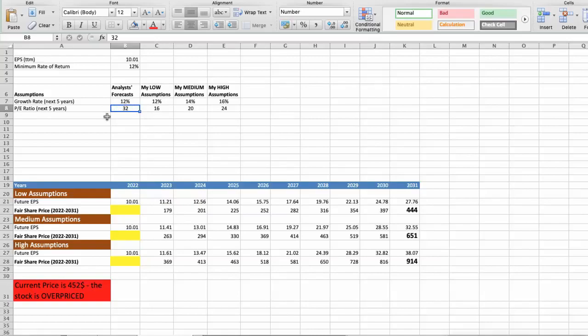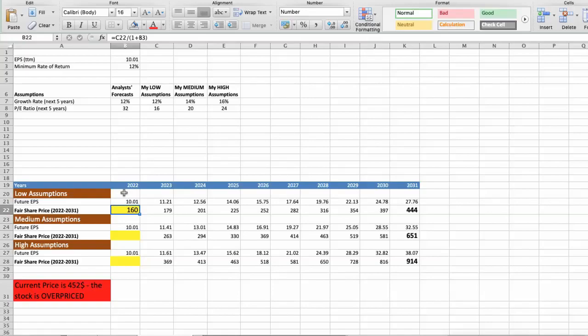First scenario. Adobe will have bad performance in next 5 years, and we will use the following parameters in our calculation. Future growth rate would be low, 12%. Future P/E would be low, 16. In this case, the fair value of the stock today would be $160.